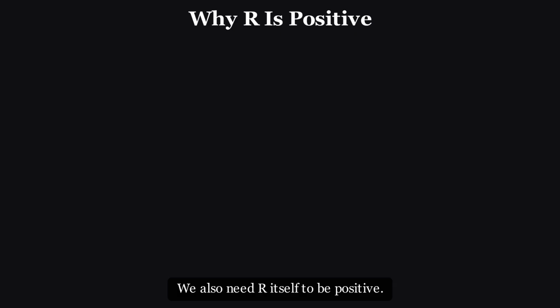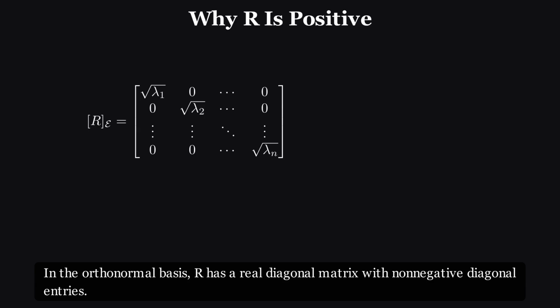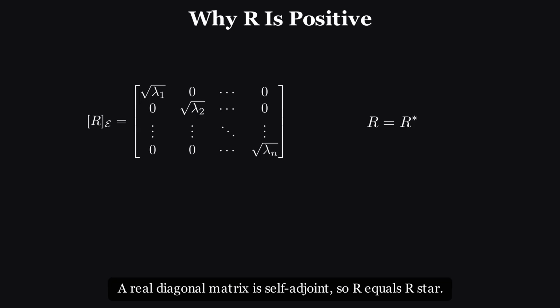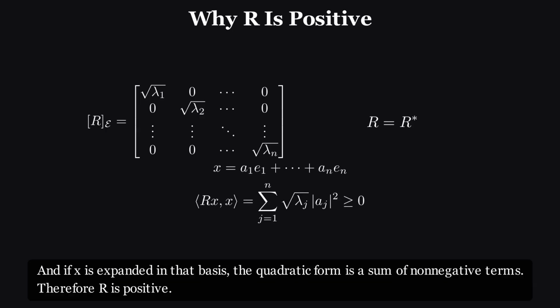We also need R itself to be positive. In the orthonormal basis, R has a real diagonal matrix with non-negative diagonal entries. A real diagonal matrix is self-adjoint, so R equals R star. And if X is expanded in that basis, the quadratic form is a sum of non-negative terms, therefore R is positive.